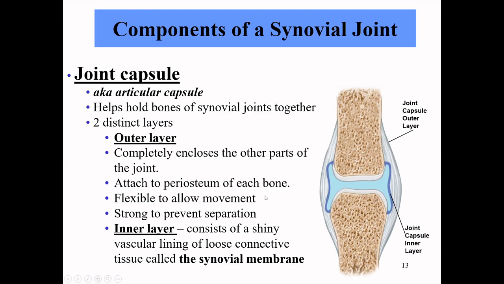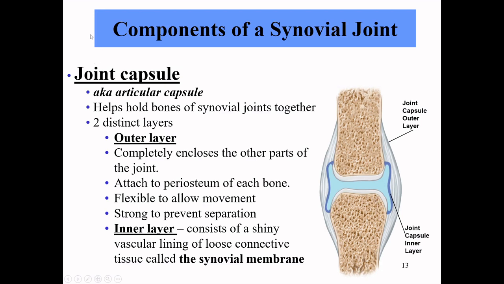It attaches to the periosteum of each bone, so it's up past the end of the bone. It's flexible to allow movement, but it is strong enough to prevent separation. So it gives us some movement and keeps it from pulling apart. That's the outer layer of my joint capsule.